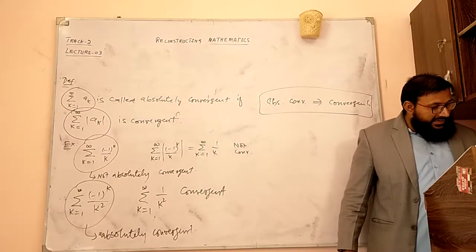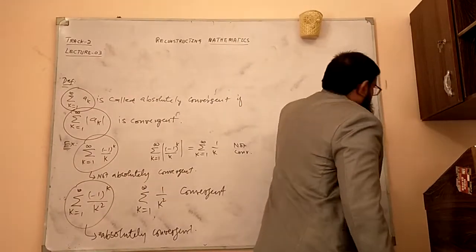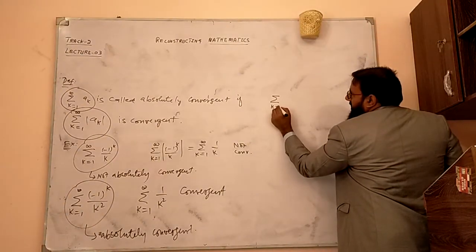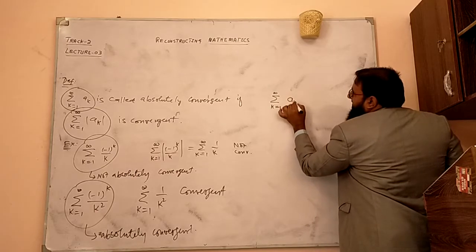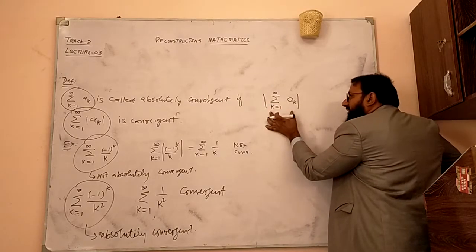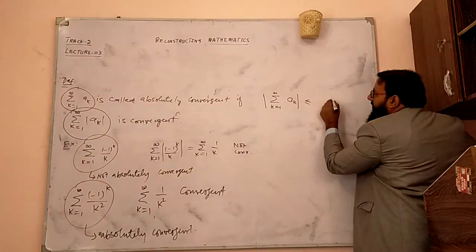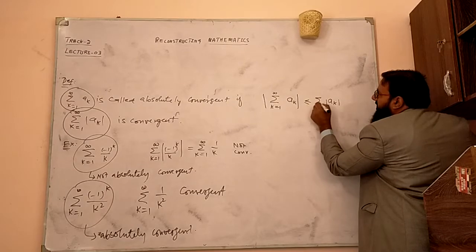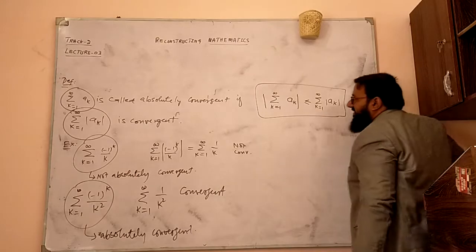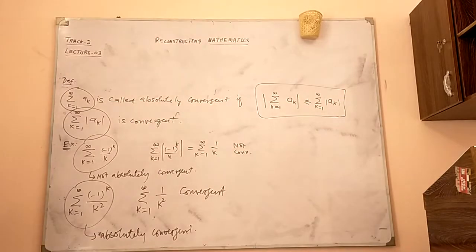There is another property that we always use, that we should know at least: if you take this series and take its absolute value, it means you evaluate this sum, then take the absolute value. It is always less than or equal to the sum of the absolute values of every term. This is the relation that is always satisfied, and it must be true always.